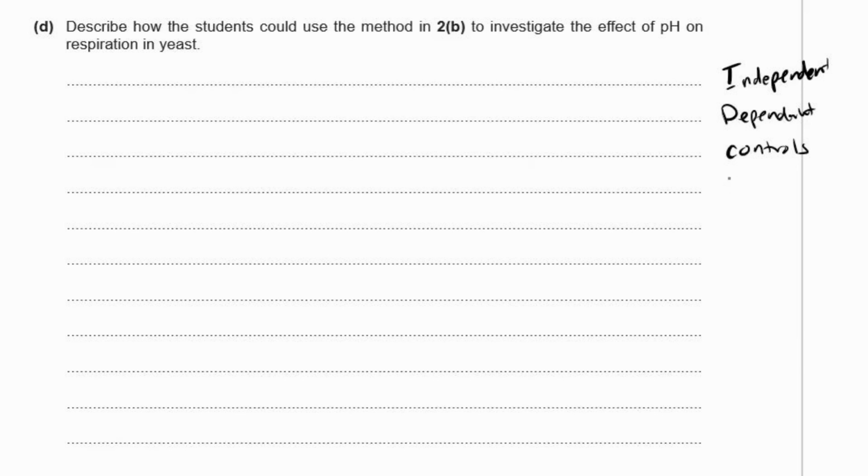Maybe you want to modify the method. You don't have to modify the method, but you can. You should discuss reliability. When I say discuss reliability, repeat twice. There you go. That's reliability. You might want to discuss safety. You might want to discuss the control.